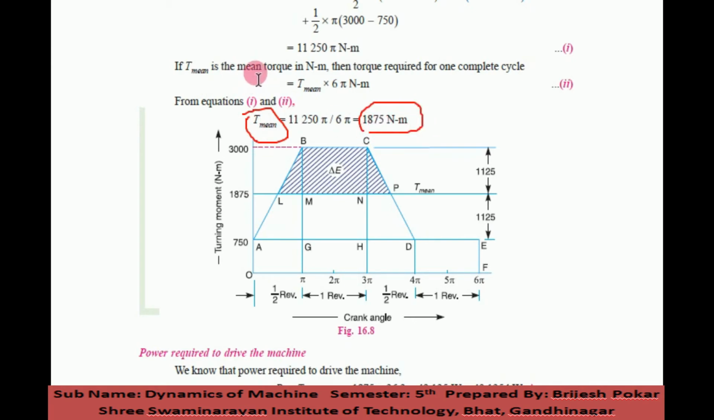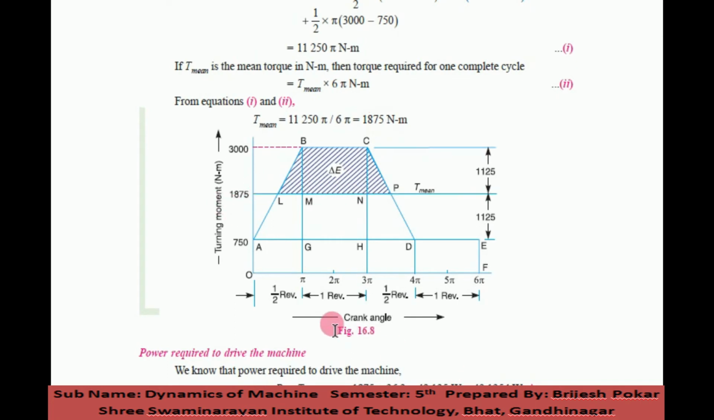Okay, so here total torque is equal to T mean into 6 pi. This equation we have already used last time. We have seen the scale. So T mean into 6 pi. By this equation we can find out the mean torque, 1875. So let's draw a line at T mean, 1875.